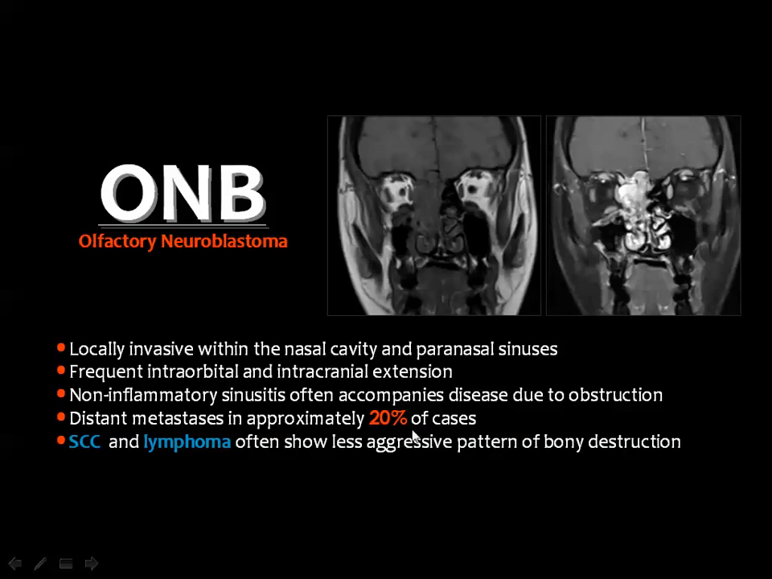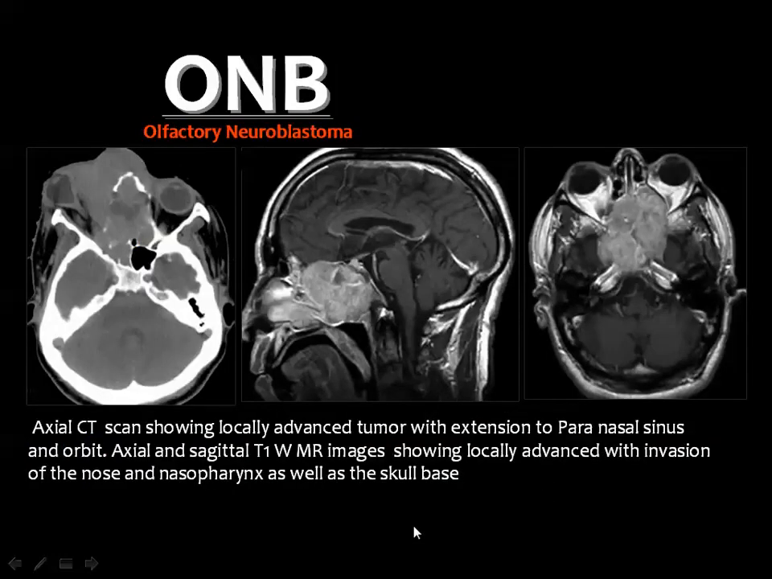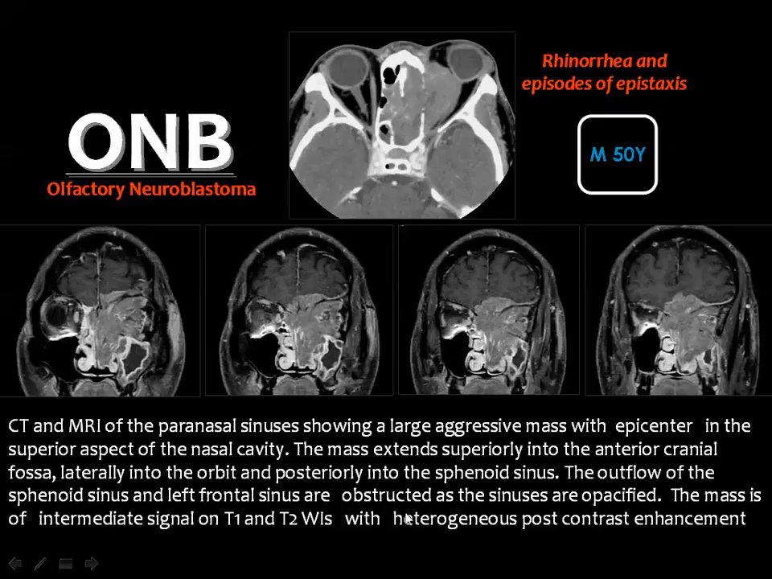Distant metastasis occurs in about 20% of cases, and it's well known that carcinoma and lymphoma show a less aggressive pattern of bone destruction compared to the olfactory neuroblastoma. Here, you see a mass in the nasal cavity that also invaded the orbit. In the sagittal image, part of the tumor is seen intracranially and part is seen in the nasal fossa and nasopharynx as well.